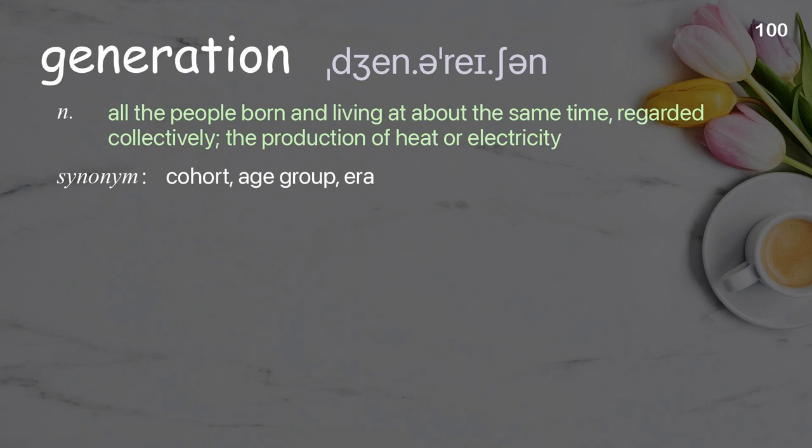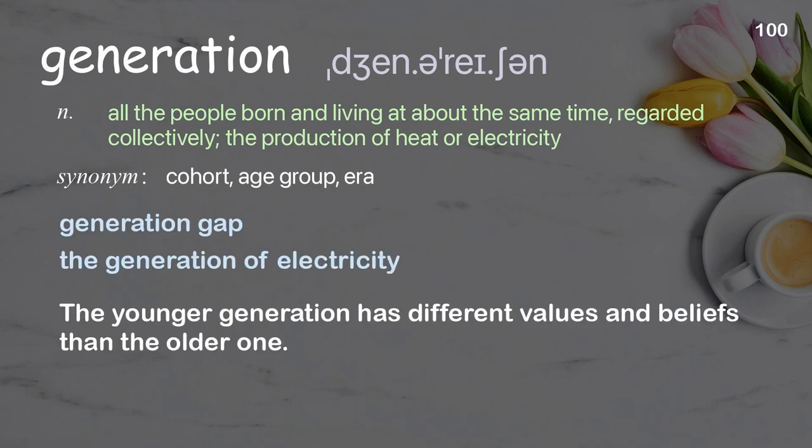Generation. All the people born and living at about the same time, regarded collectively; the production of heat or electricity. Examples. Generation gap. The generation of electricity. The younger generation has different values and beliefs than the older one.